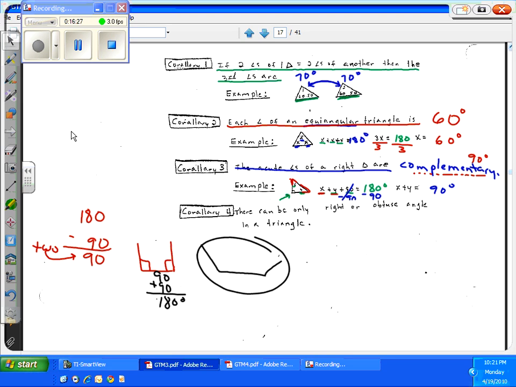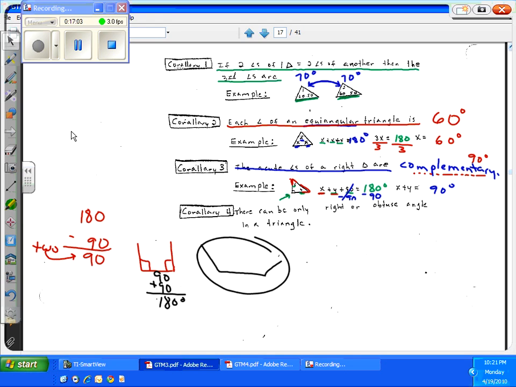An equilateral triangle is a triangle with all three sides equal. An acute triangle is a triangle with all angles less than 90 degrees, or all acute angles. An obtuse triangle is a triangle with one obtuse angle, or one angle more than 90 degrees. A right triangle is a triangle with one right angle, or one angle that is 90 degrees.